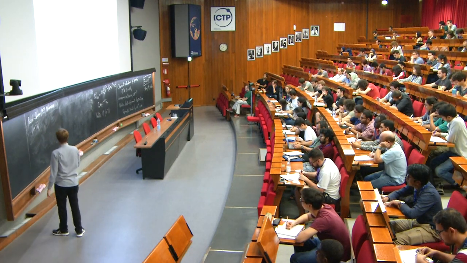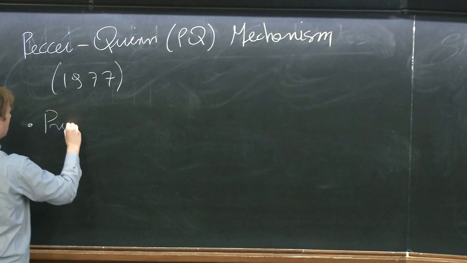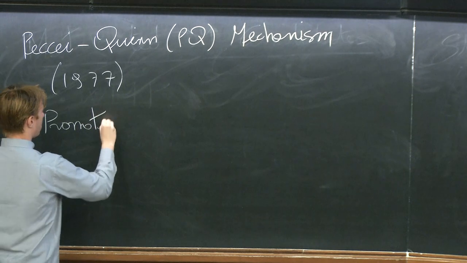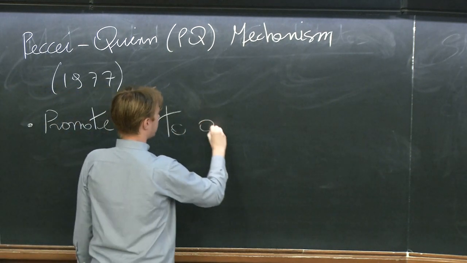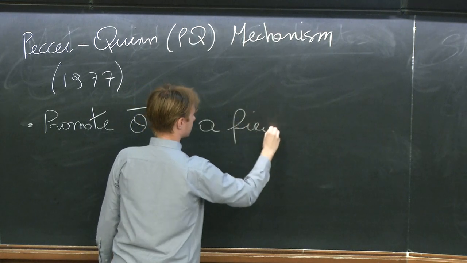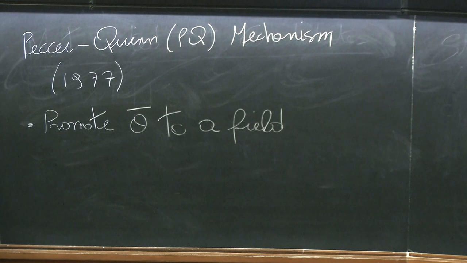And the idea is the following. So the basic idea is that you promote the theta parameter to a field. Okay. So in this extension that I'm about to perform of the standard model, the theta parameter appearing in that Lagrangian is not a number anymore, but it's a dynamical field that evolves with time. It's a dynamical scalar field. It has to be a scalar.